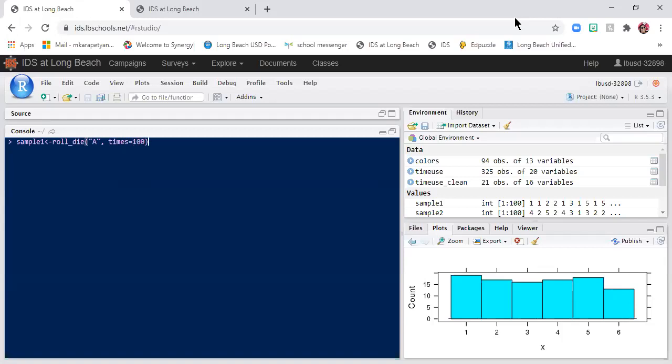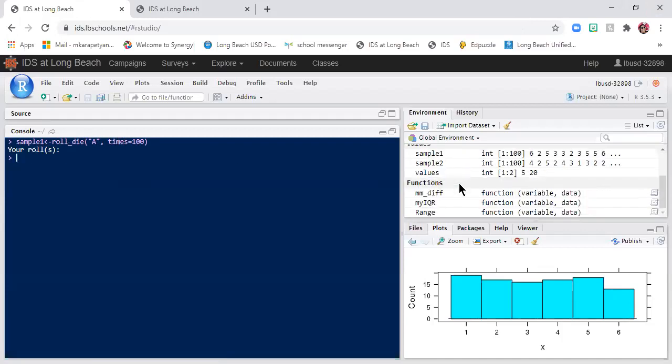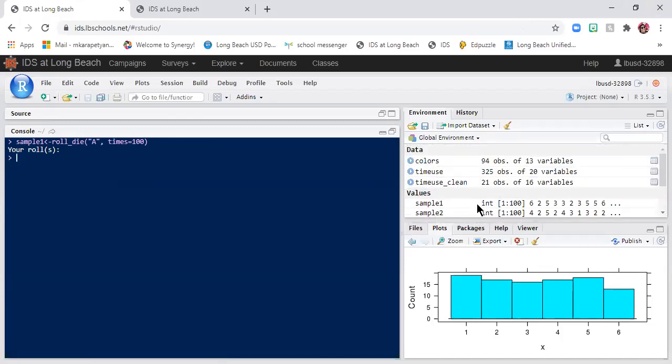So I'm putting in the first line of code. Hit enter. And you're like, Miss K, nothing came up. It's not there, Miss K. I don't see it. Actually, you do. Instead of giving it to you down here, it's in your environment pane under values. You should see sample 1. And you should see that there's 1 to 100 values, and it's all listed right here. All of the results of your sample of those 100 rolls are listed right there.